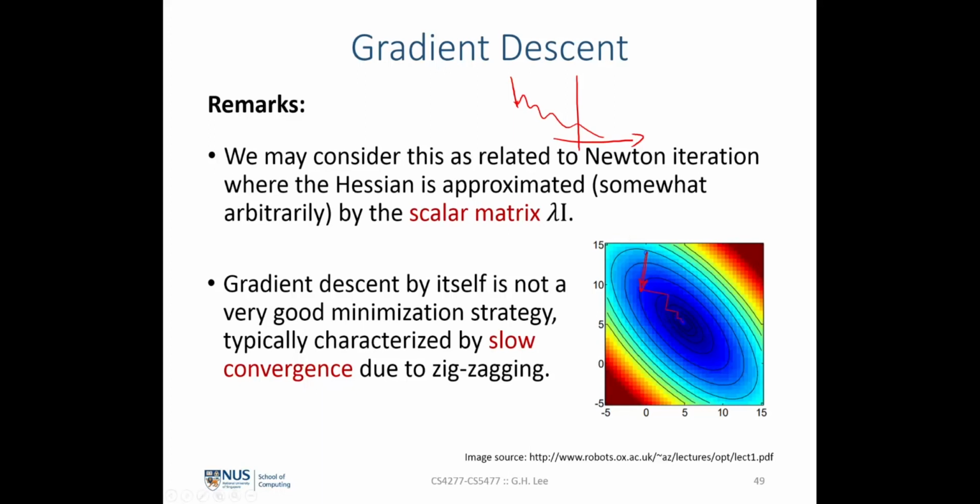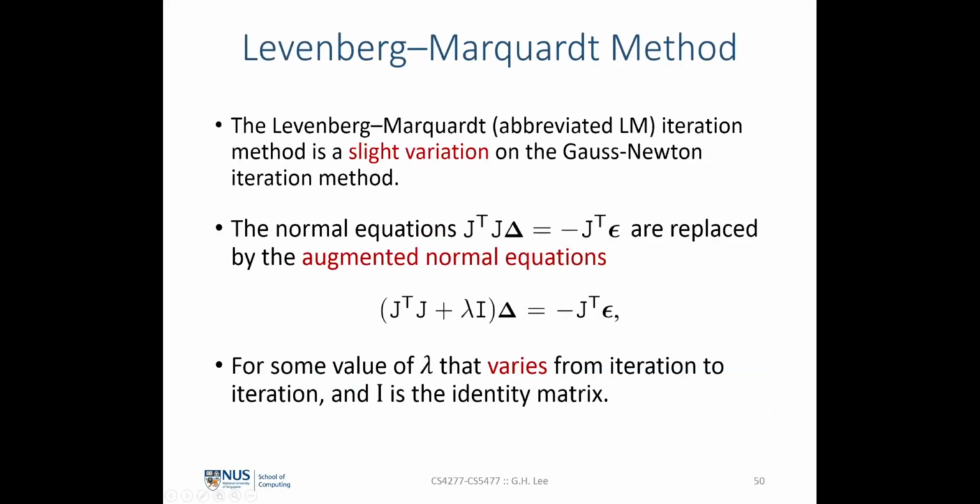And we will see how the Levenberg-Marquardt algorithm combines the two techniques, the Gauss-Newton technique as well as the gradient descent technique, such that it gets the best out of the two worlds. More specifically, the Levenberg-Marquardt algorithm is a slight variation of the Gauss-Newton iteration technique. We'll start by looking at the normal equation over here, which is the equation that we derived when we looked at the Gauss-Newton iteration method.